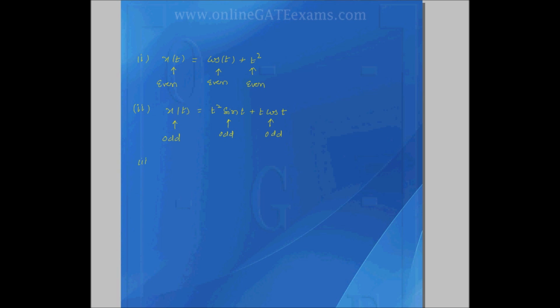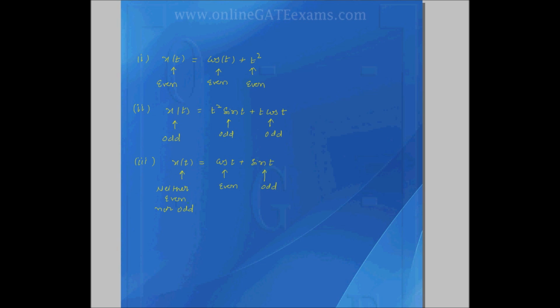Similarly, as a third example, take x of t to be equal to cos t plus sin t. If you look at this, this one is odd, this one is even. So clearly, this signal is neither even nor odd.